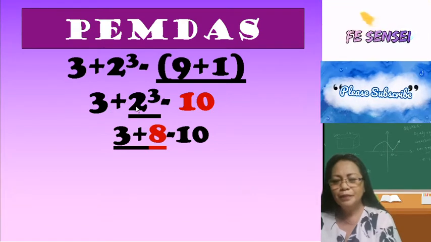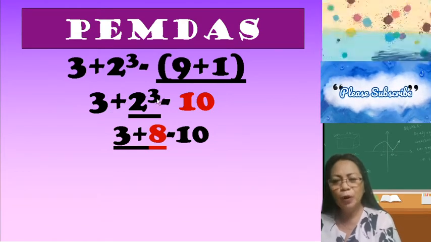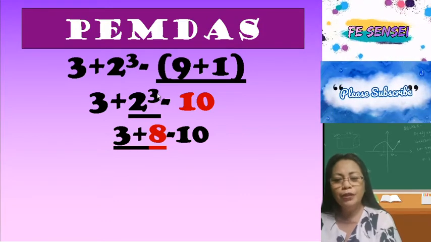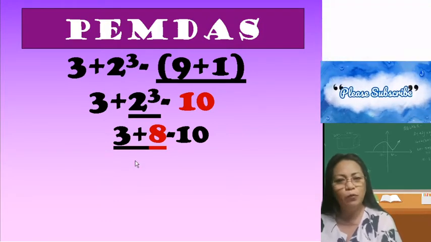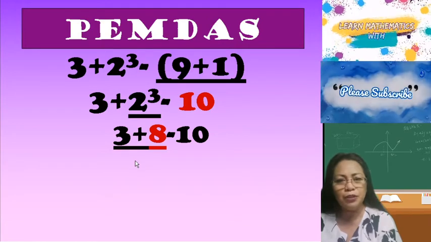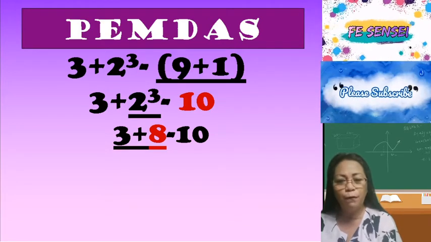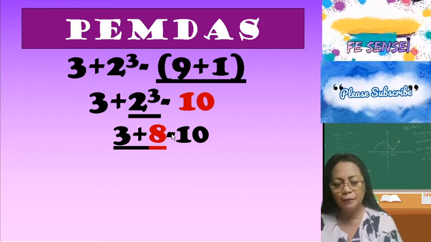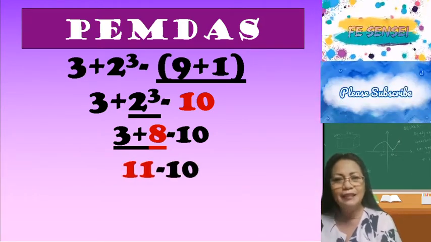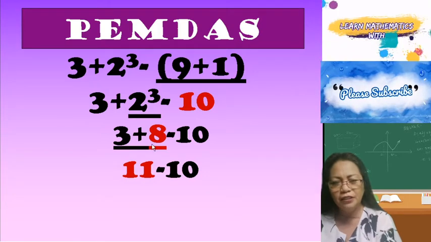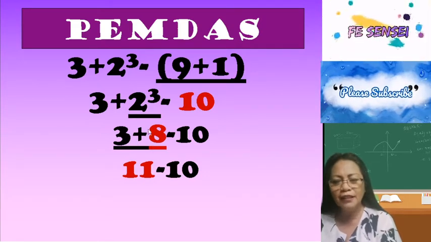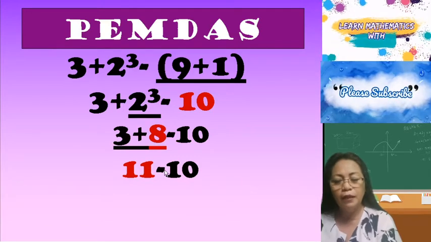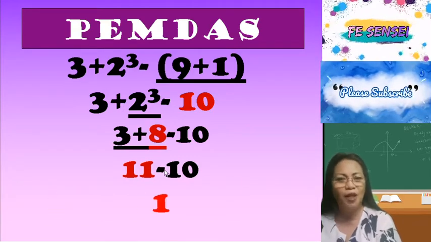Then, next is the exponent. So, copy 3 plus 2 raised to the third power, which is the same as 2 times 2 times 2. 2 times 2 equals 4, times 2 equals 8, minus 10. Then, as they arrive, the addition and subtraction. Since addition comes first, 3 plus 8 equals 11, minus 10 equals 1.